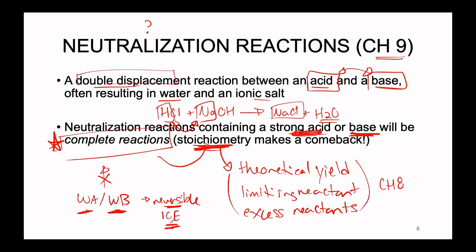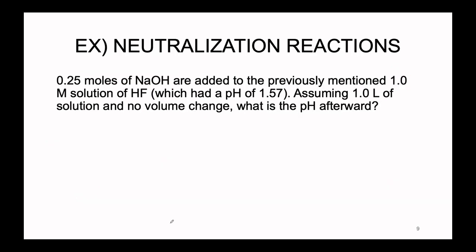Okay, so let's just jump into looking at some example problems. The first example we're going to look at is the neutralization of a weak acid, HF, with a strong base, NaOH. We are going to be adding 0.25 moles of our strong base to the previously mentioned 1 molar solution of HF. Previously mentioned means that we talked about this solution on Wednesday. It was a hypothetical solution that had a pH of 1.57. On Wednesday, we added some F- to it.